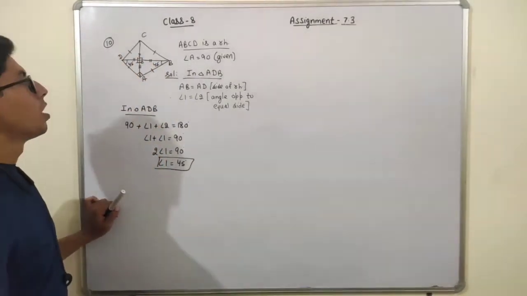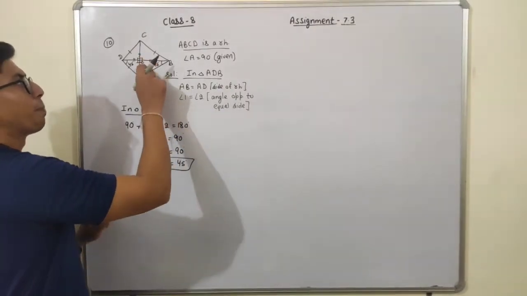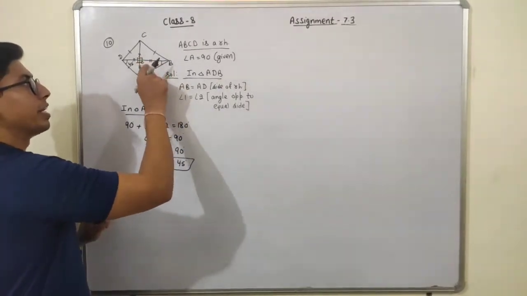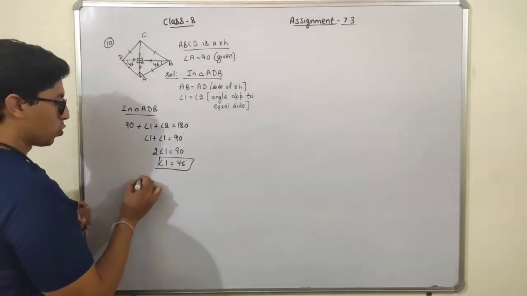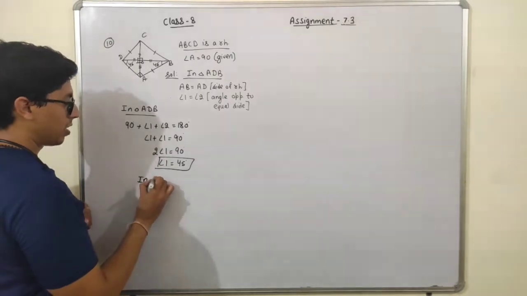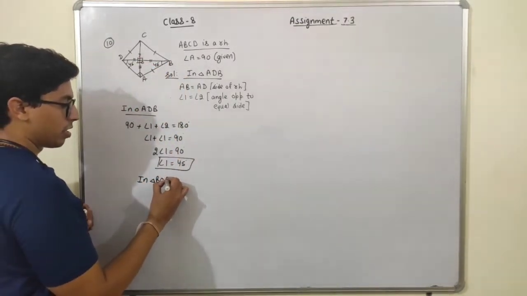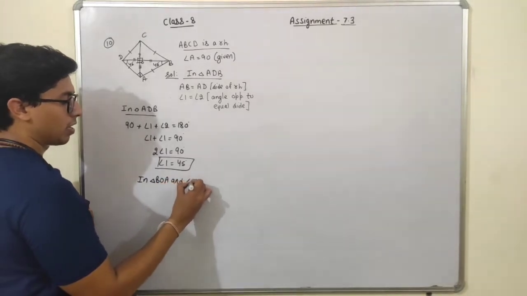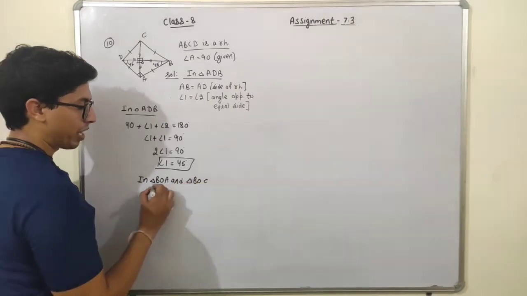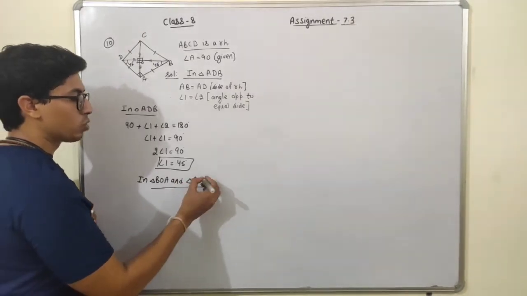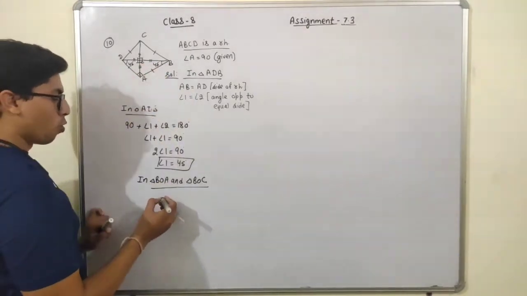Okay, students. Now see, I will prove that these two triangles are congruent. So in triangle BOA and triangle BOC, if I take these two triangles, I will prove that these two triangles are congruent, students. See, OB is equal to OB, common.